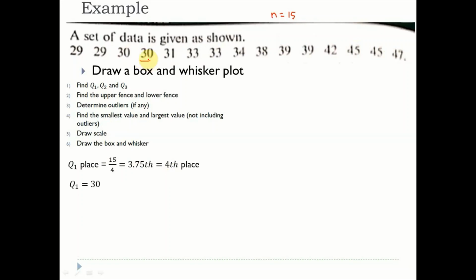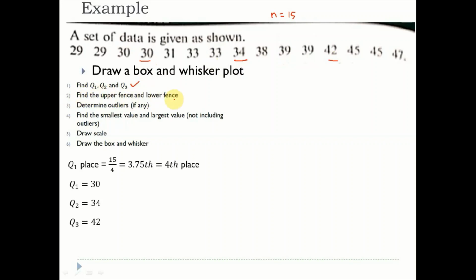And then to find Q2, we do the same thing. You will get that your Q2 is this one. And then your Q3 is 42, this one. Okay, so we already did the first step, find Q1, Q2, Q3.